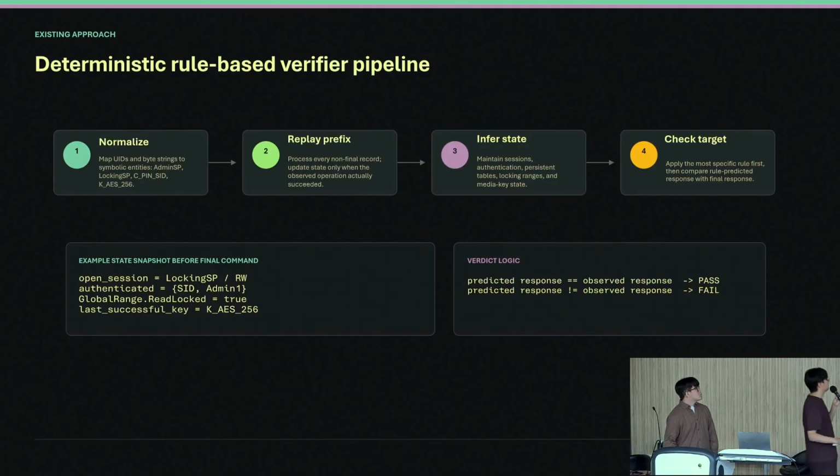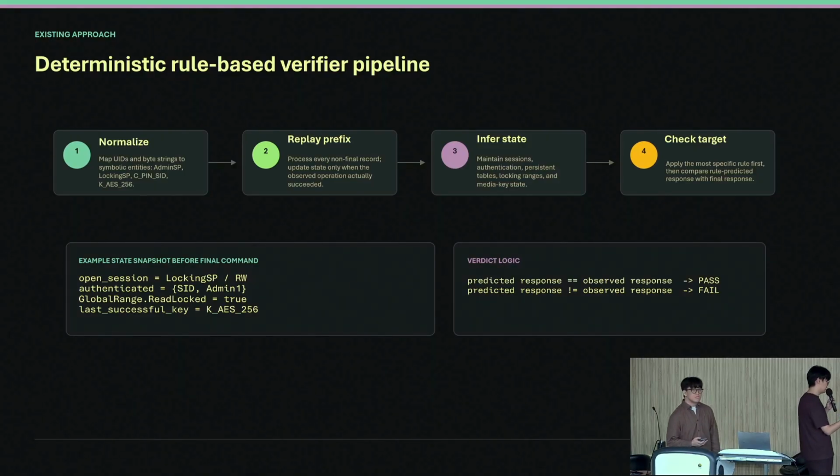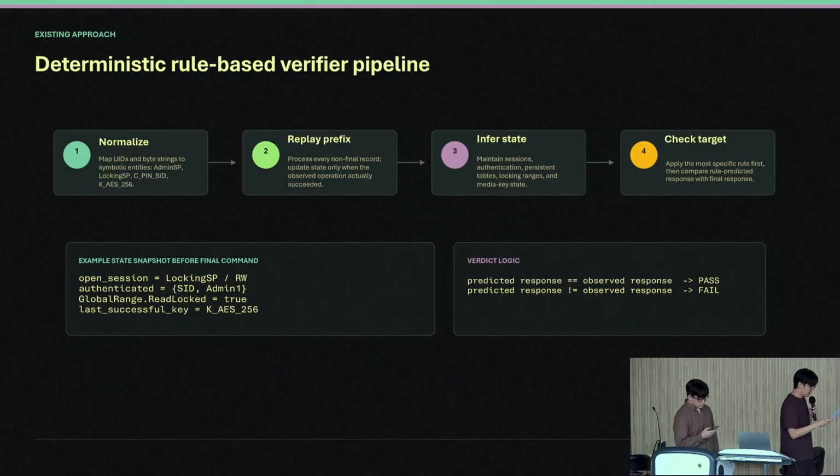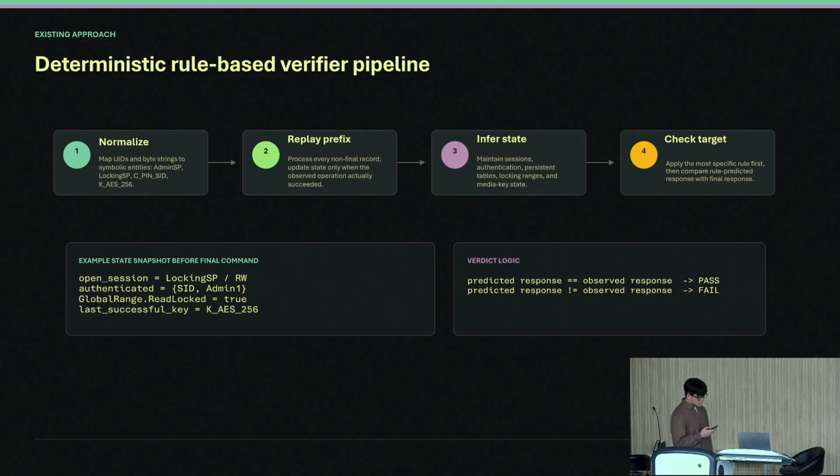Our strategy was as follows. We first normalized raw UIDs and byte strings into symbolic names. Then we replay every non-final command and update the internal state only when the observed response shows the operation actually succeeded. From this replay, the solver infers the state right before the target command. Finally, for the last command, the model predicts what the SSD would have responded and compares them. If they match, we output pass. If they don't, we output fail.